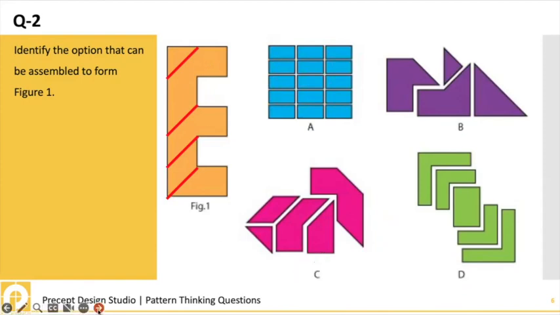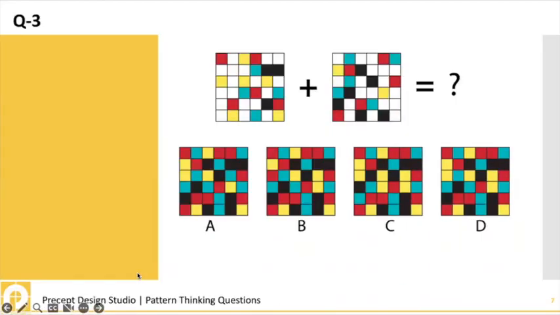All right. So the next question, 3. It's an assembly question. This is figure 1. This is figure 2. When both figure 1 and 2 come together, what is the third figure that is formed? It's an assembly question. We don't have to rotate it. We don't have to flip it. We just have to add the figures 1 and 2.